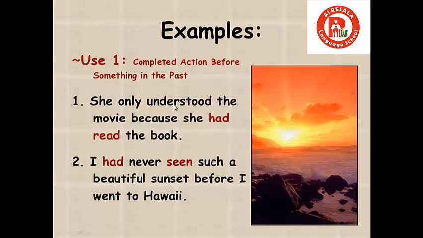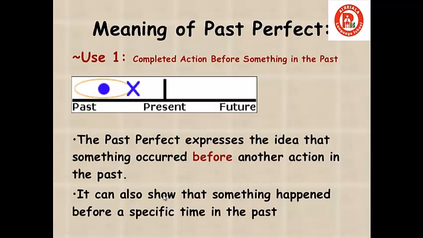For example, she only understood the movie because she had read the book. So do you think reading the book took time in the past, which is the first action here, and understanding the movie, okay, it is the second action. So she had read the book, and she understood the movie. Because she had read the book, she understood the movie very much. Okay, so I had never seen such a beautiful sunset before I went to Hawaii. So it never happened that I saw something like that before I went to Hawaii.